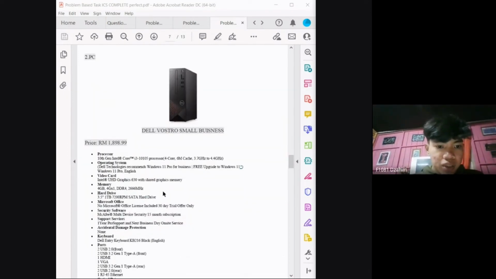2. PC. Dell Vostro Small Business. The price is 1,898.99 ringgit Malaysia. The processor is 10th Gen Intel Core i3 10105 processor, 6M cache, and 3.7 GHz to 4.4 GHz.